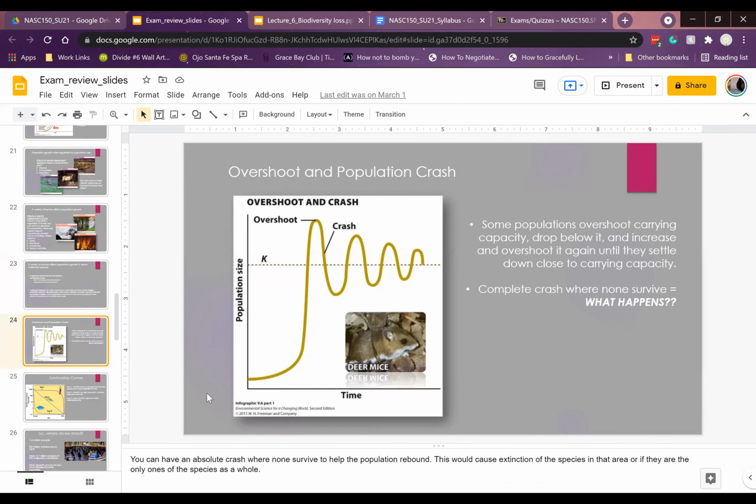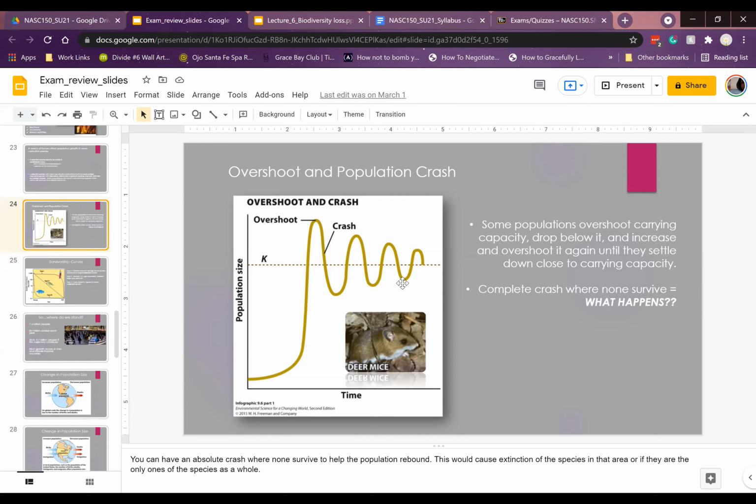And then we talked about this issue of overshooting and crashing. We talked about it with a pretty cool example, at least in my opinion, of the reindeer on St. Matthew's Island. But R-selected species can pretty easily, with their rapid growth, overshoot their carrying capacity, run out of resources, crash in population, and then rebound relatively rapidly. So we see this relatively commonly with R-selected species. Overshooting and crashing is pretty dang common for R-selected species, not very common for K-selected species.